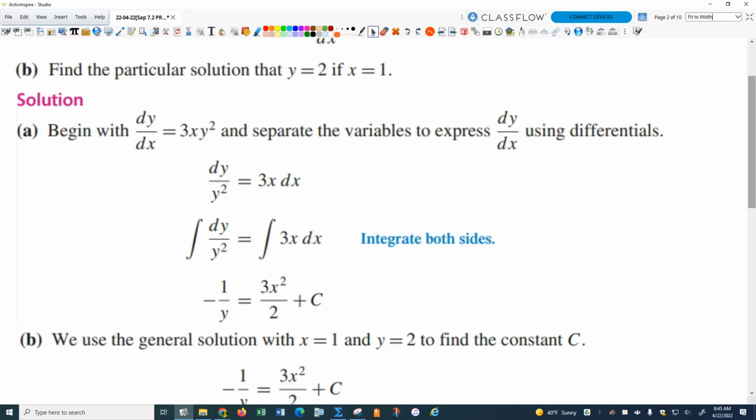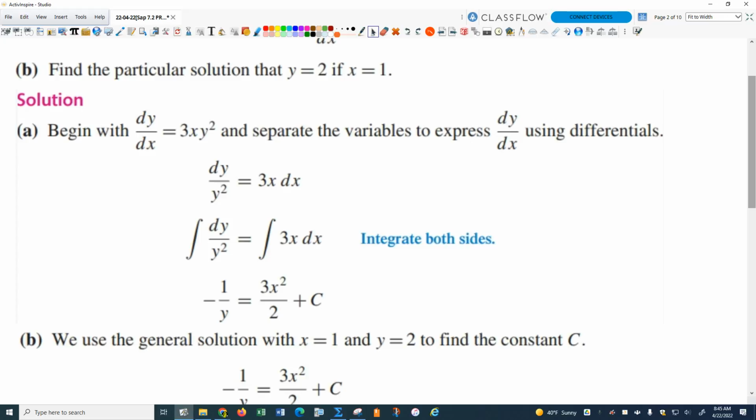So the integral of y to the negative 2 dy would be what? Negative 2y to the negative 1. Is that right? No, sorry, negative 1 times y to the negative 1. So we just get negative 1 over y equals, and then over here we're going to get 3x squared over 2. And then we just lump all the constants on one side, and there's our general solution.